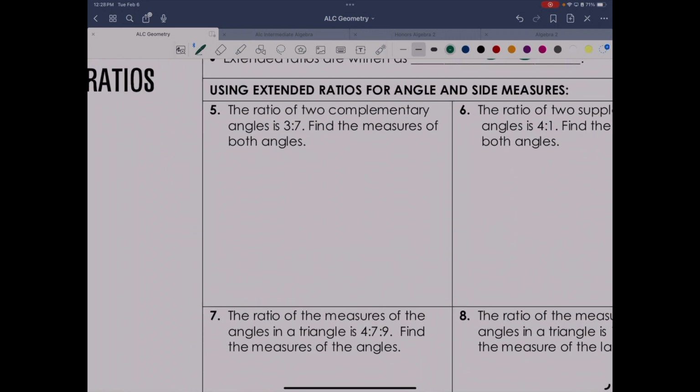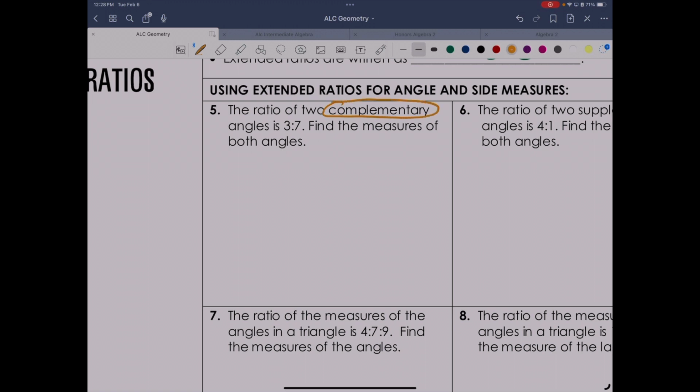Number 5 says, the ratio of 2 complementary angles is 3 to 7. So it's telling us that it's a ratio, but we want to find the measurements of the angles. So it's not necessarily an extended ratio, it's just a ratio. But it tells us the ratio of 2 complementary angles is 3 to 7, and we want to find the measure of both angles. Well, with this, you need to know a couple terms. You need to know what complementary means.